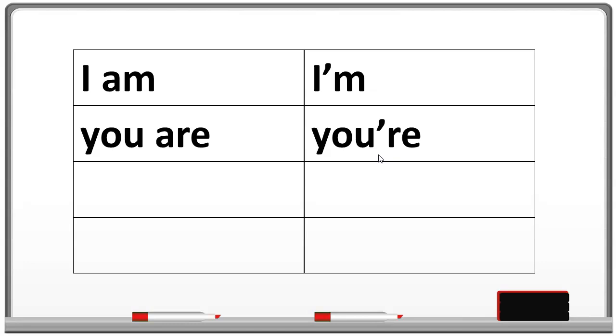Remember, repeat as much as possible. The more you repeat, the better. You're.